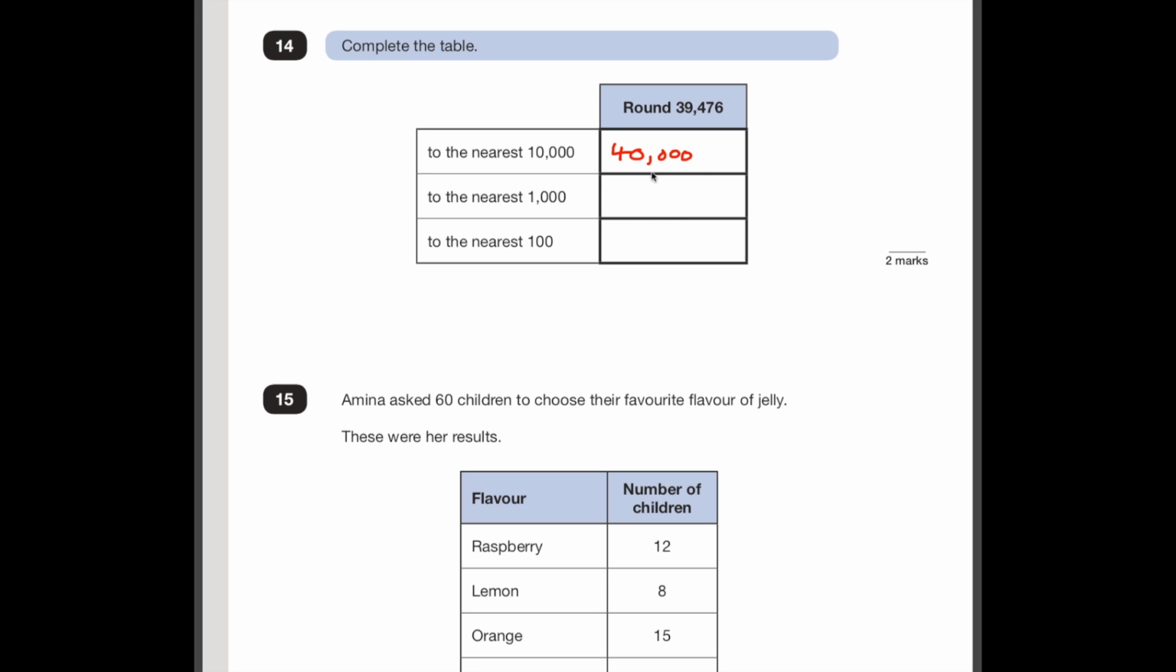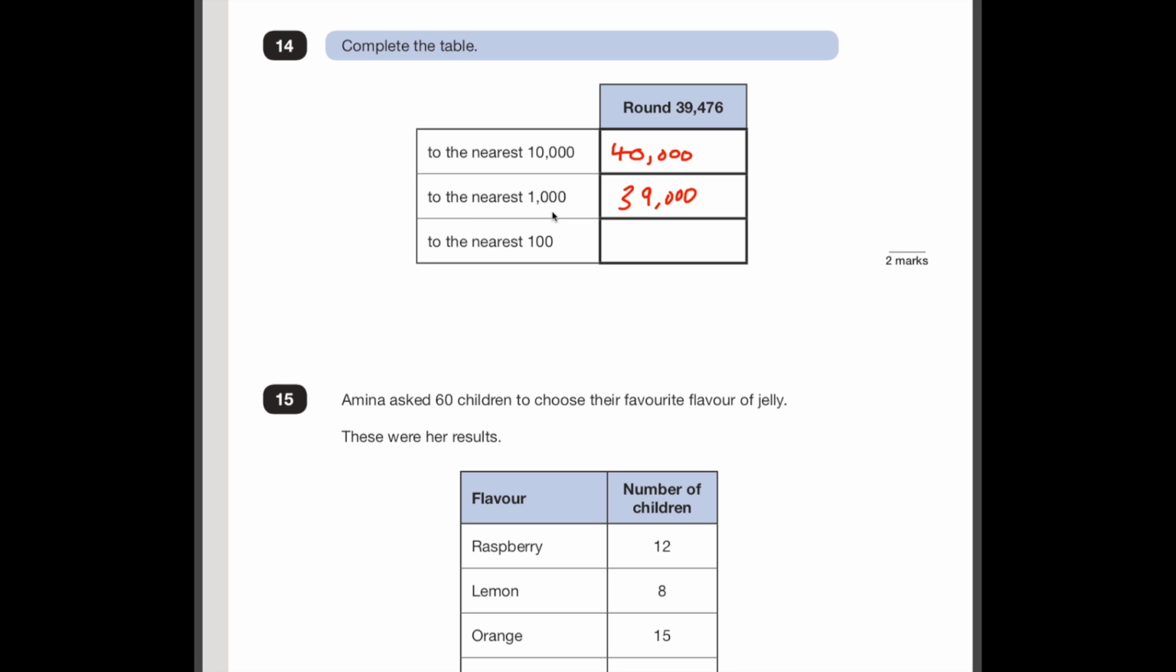Similarly, to the nearest 1,000, we look at the thousands column and we look at the hundreds column. If this is 5 or more, we push it up to 40,000. But because it's less than 5, we're going to drop this down to 39,000. That's your answer for this one.